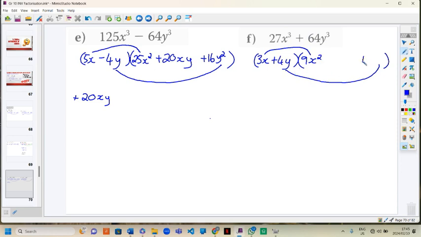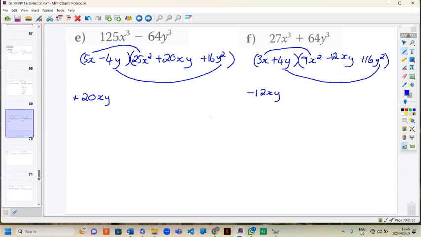Good, it's positive 16y squared. Now how do I get that middle term again? Multiply these. What is 3x times 4y? 12xy. I can't leave it just like that. I need to switch the sign, so I've got negative 12xy there. Hoping that's getting better now for you guys.